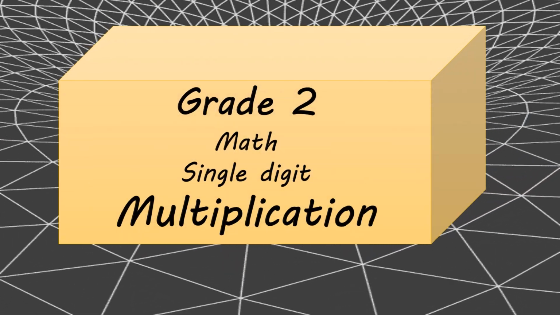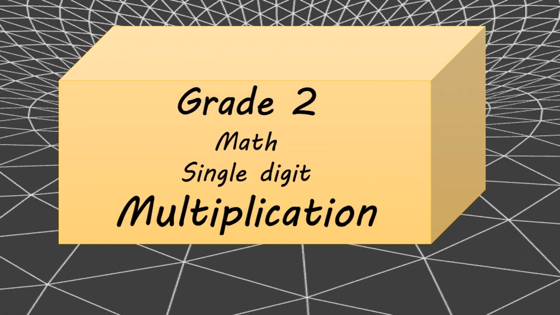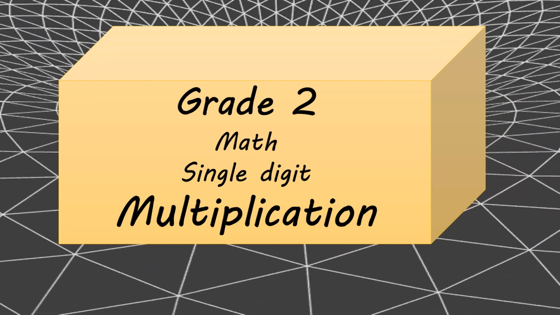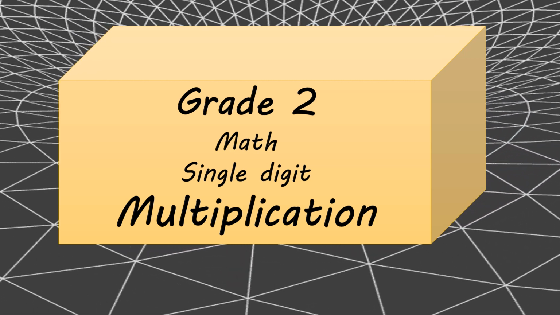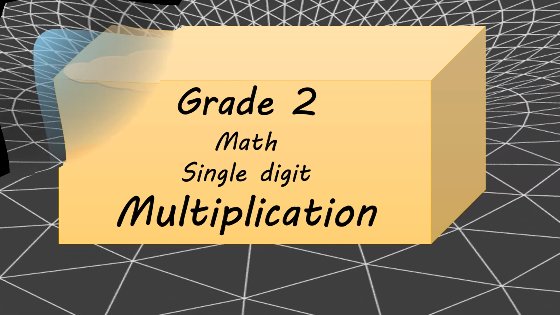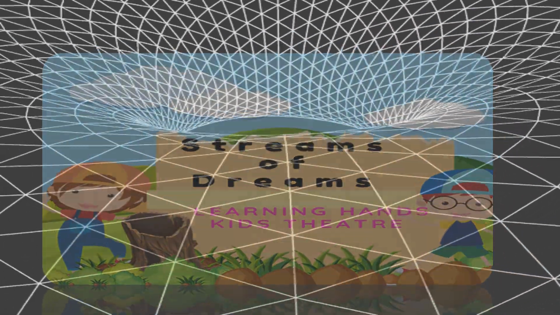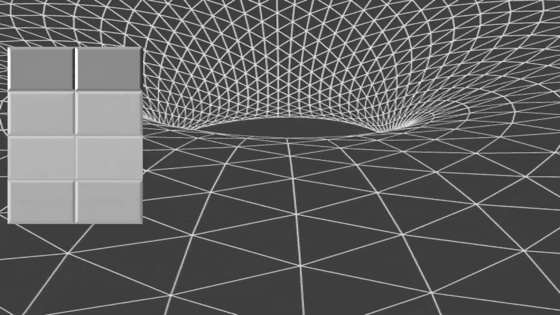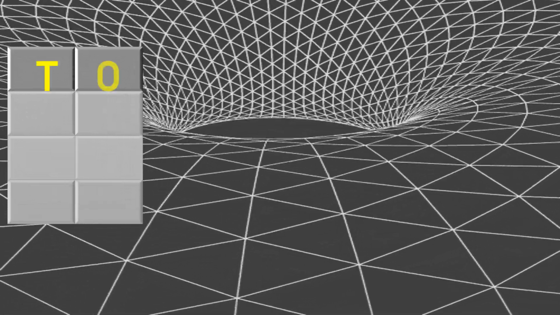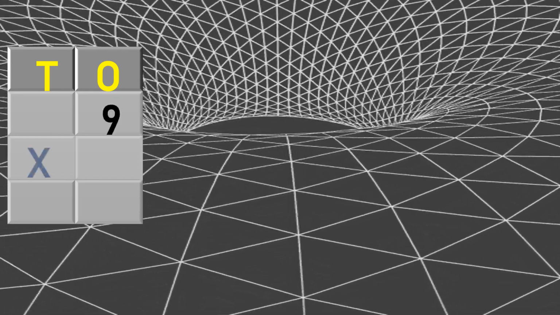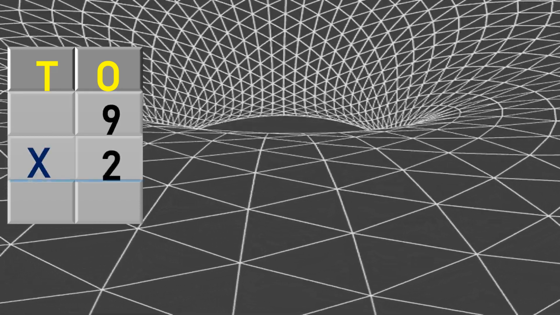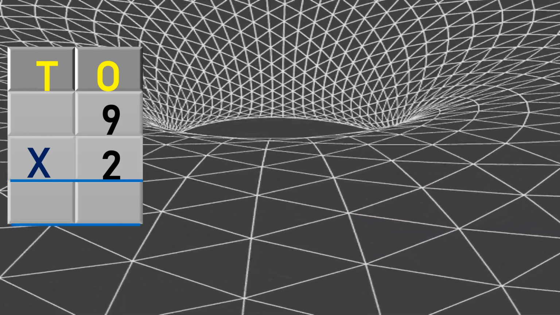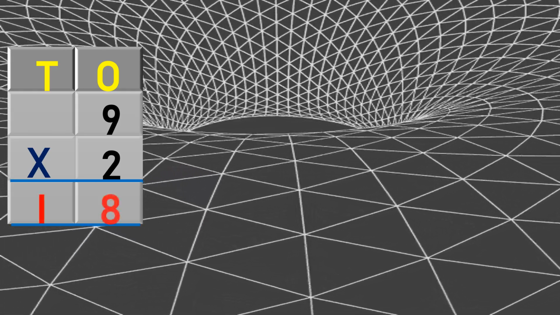Today in grade 2 maths, I am here with the topic single digit multiplication. So quickly recall all your tables from 1 to 10. Let's quickly do the sums with the TO concept, that is tens and ones. 9 twos are what? Quickly recall the answer. 9 ones are 9, 9 twos are 18.